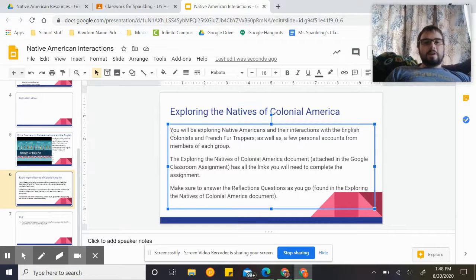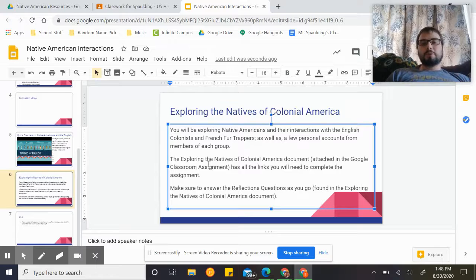Okay, so go ahead and look at your instructions right here. You will be exploring Native Americans and their interactions with the English colonists and French fur trappers, as well as a few personal accounts from members of each group. You'll be reading about how they interacted, and you'll be reading some thoughts from both Native Americans and colonists on the other.